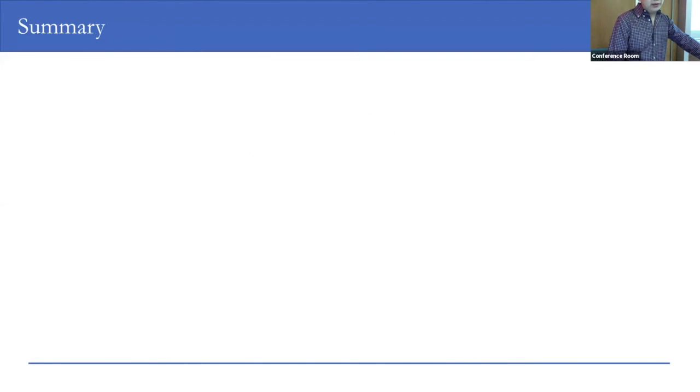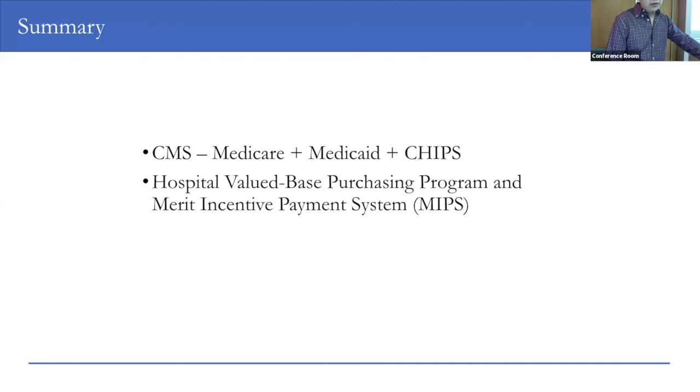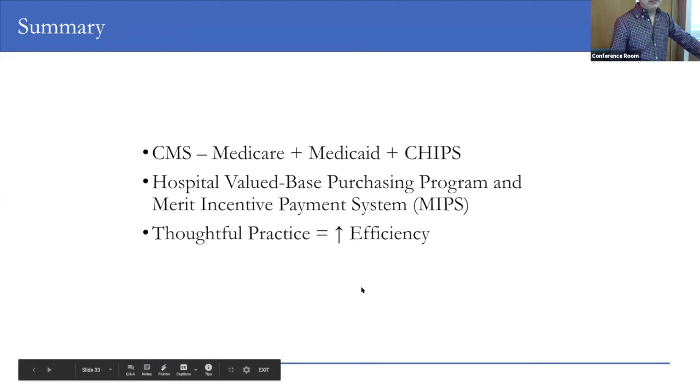So in summary, CMS, which administers Medicare, Medicaid, and CHIP, is really the driver of quality metrics in the US. The two laws that I think are going to affect us the most are the Hospital Value-Based Purchasing Program and MIPS. And thoughtful practice can improve our efficiency in the ER. Any questions?